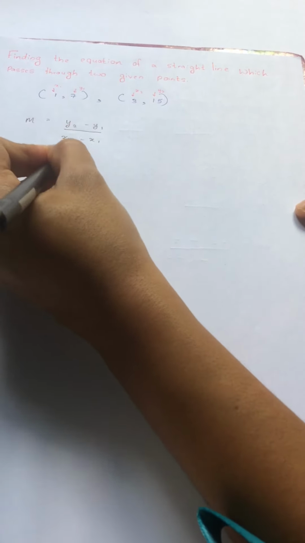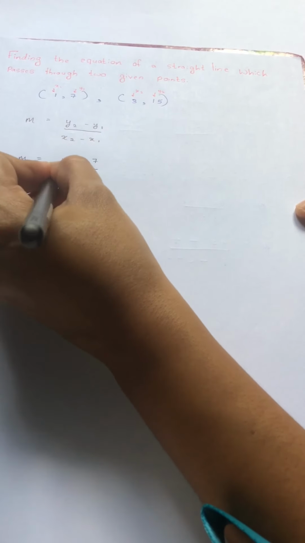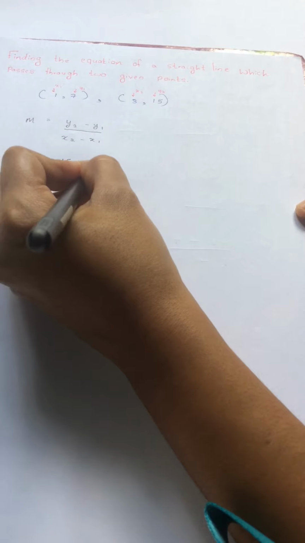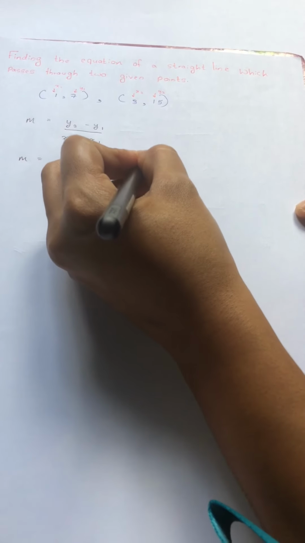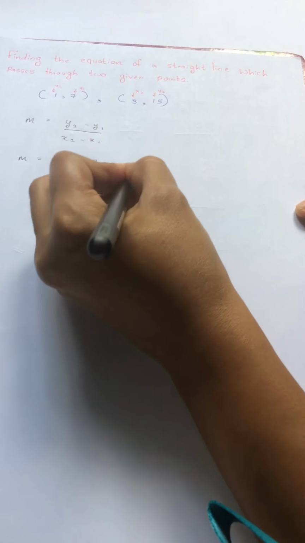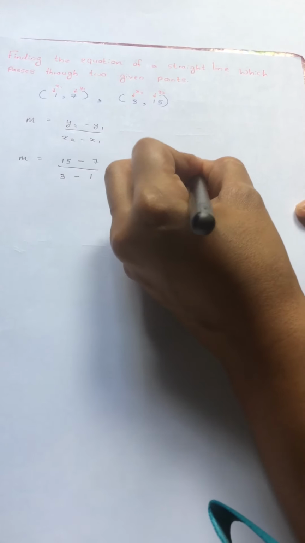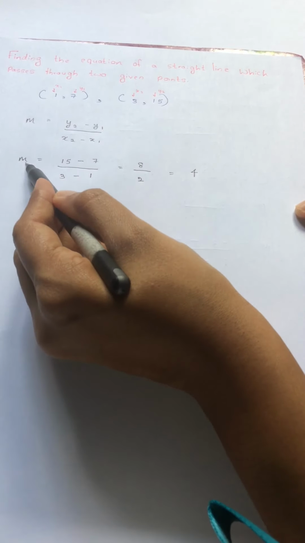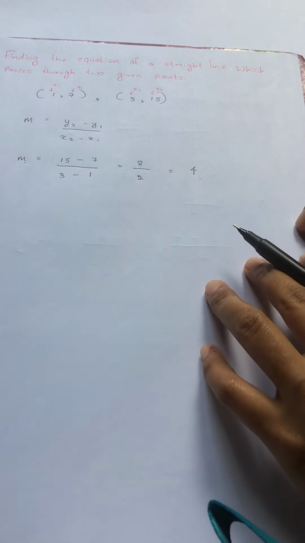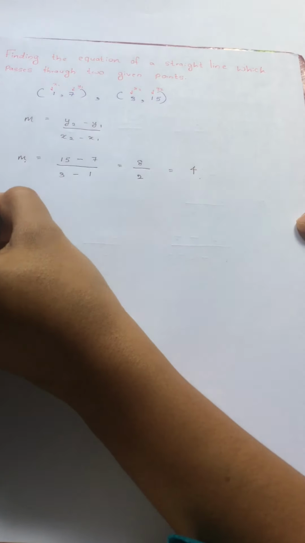m is equal to y2 means 15, y1 is 7, x2 is 3, x1 is 1. 15 minus 7 is 8, 3 minus 1 is 2. When you divide 8 by 2, the answer will be 4. That means the gradient of the graph will be 4. Now I have to find the value of c. Now they have given 2 points. I can select any of these 2 points.